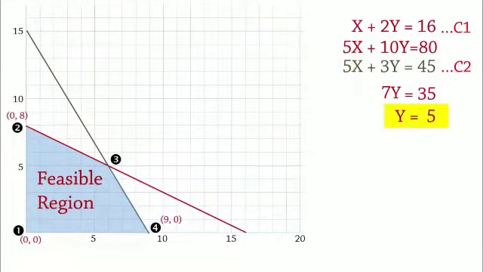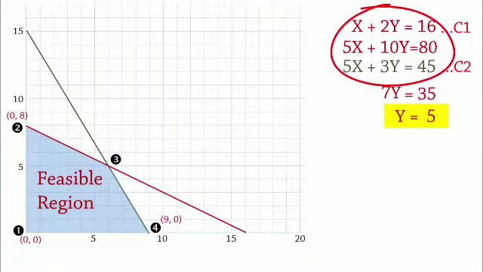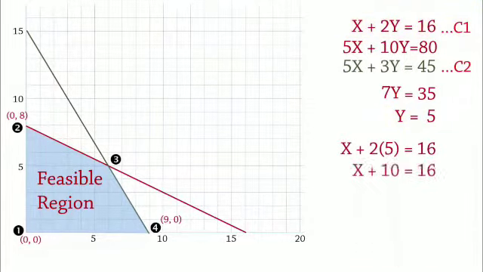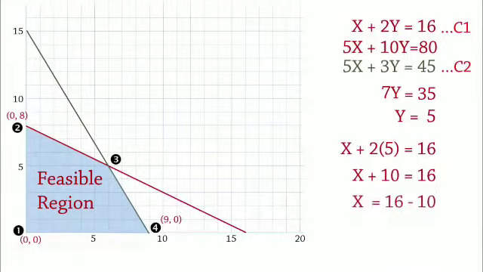To now find x, we substitute y equals 5 into any of these three equations. Suppose we choose C1. Then we have x plus 2 times 5 equals 16. That is, x plus 10 equals 16, x equals 16 minus 10, and x equals 6. So the xy coordinates for extreme point 3 are indeed 6 and 5.